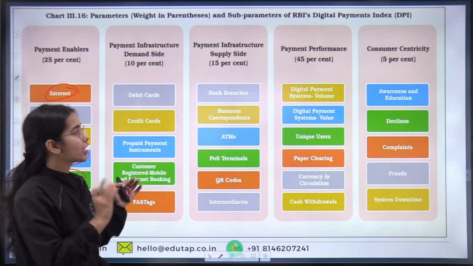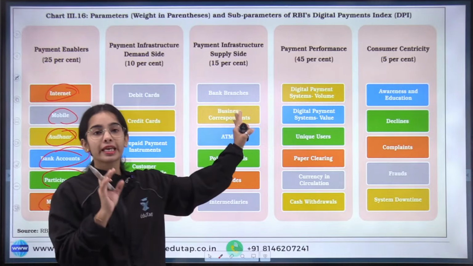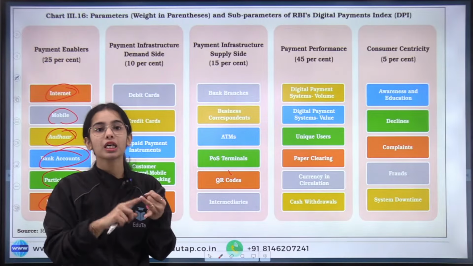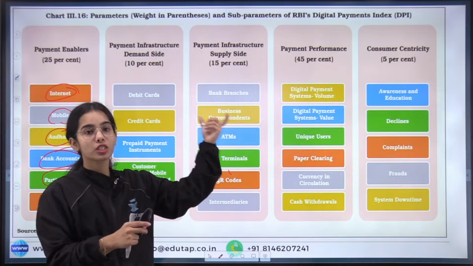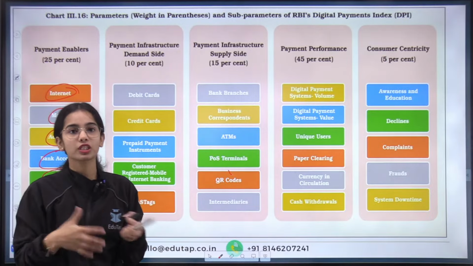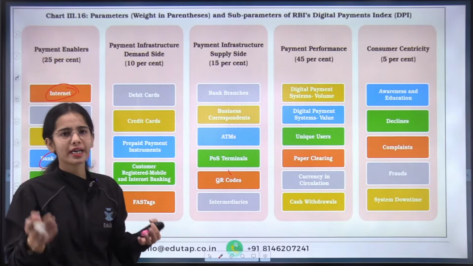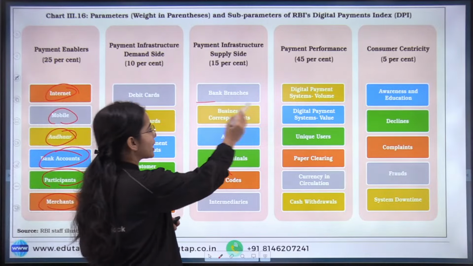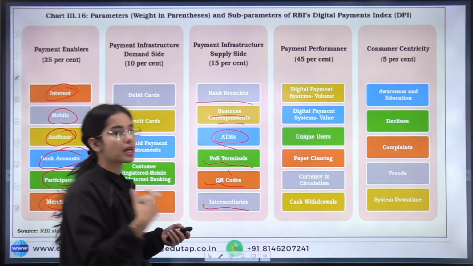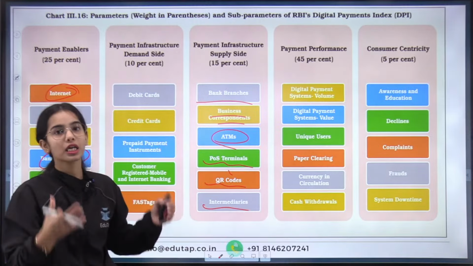These are the basic requirements for the payment. Now payment infrastructure, supply side. In the supply side, POS machine, point of sale machine, where your cards will be swiped, QR codes are required, banking correspondents, that is agents, are required in some cases, bank branches are required for the digital transactions also, RTGS, IMPS and so on. So bank branches, business correspondents, ATMs, POS terminals, QR codes, intermediaries are required. These are the payment infrastructure supply side that helps in providing infrastructure for the digital payments, okay.